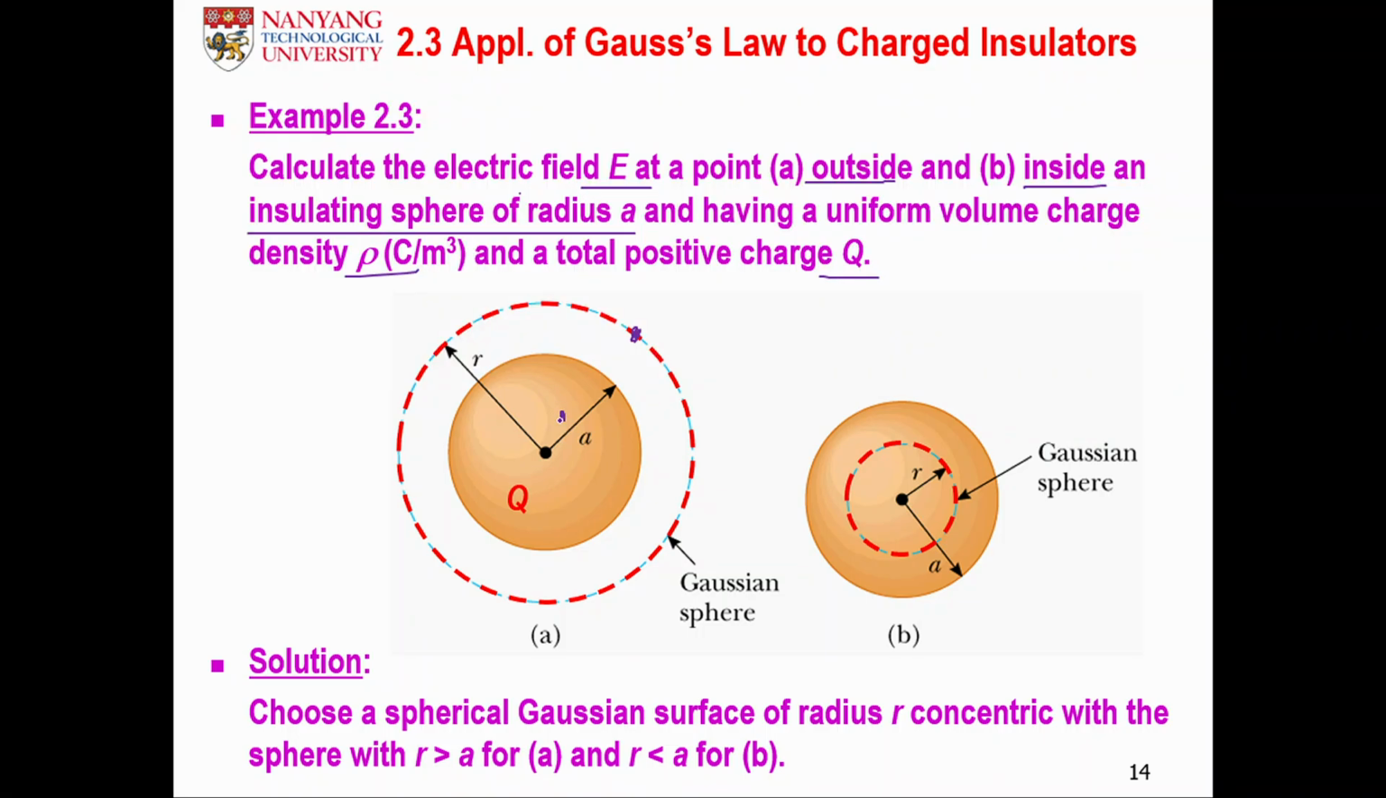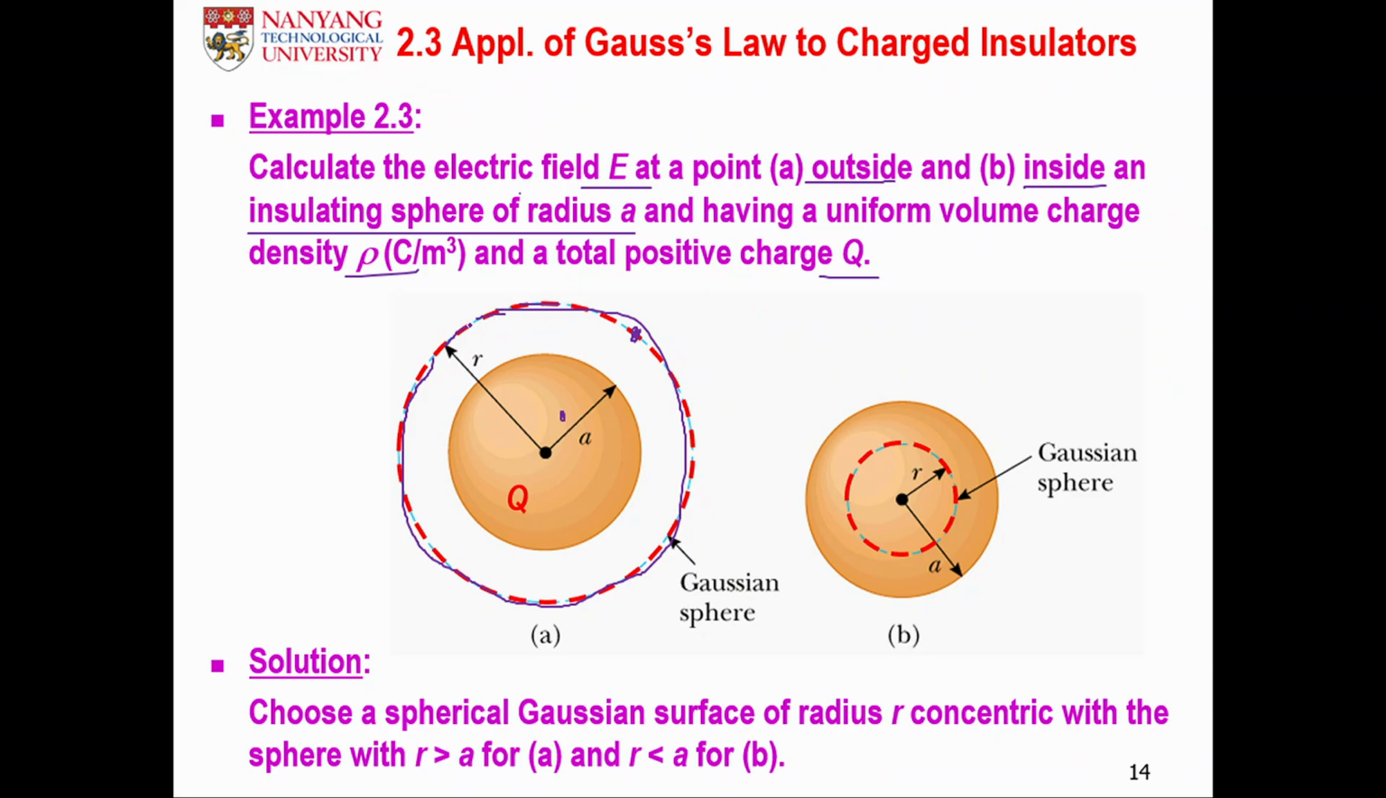So for the first case, at a point outside the sphere, in order to apply Gauss's law, again, the first step, you need to have a Gaussian surface. And in this case, a proper Gaussian surface will just be this kind of sphere, which is concentric to this charge sphere. So this is going to be the Gaussian surface you are going to construct, this one.